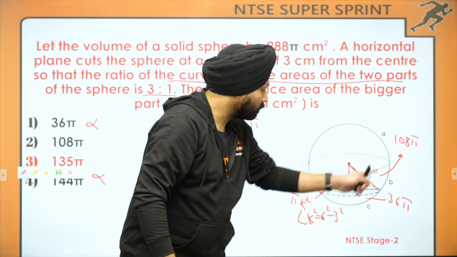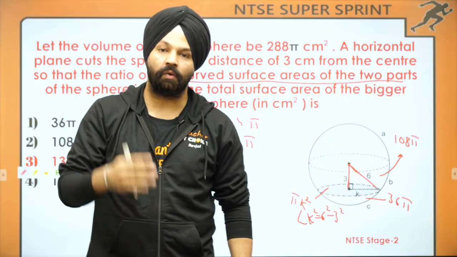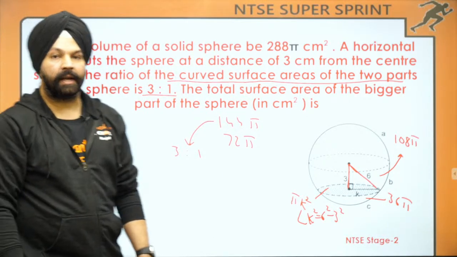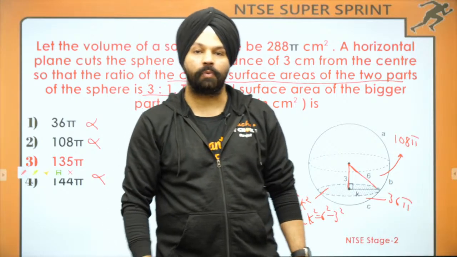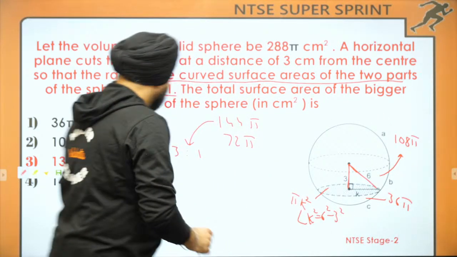In the dome you need to add this flat surface. That means the answer has to be more than 108 pi. Answer has to be more than 108 pi. That means the 108 pi option is also cancelled for us. I repeat once again, I am explaining again, have a quick look.